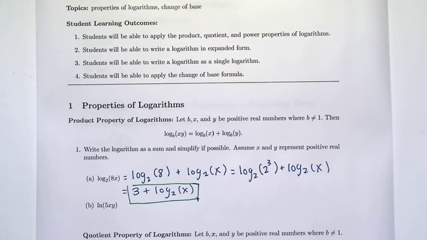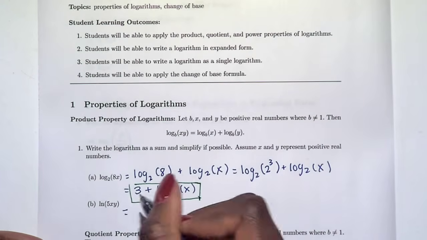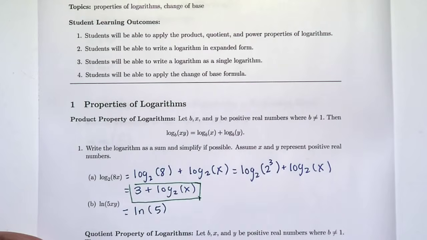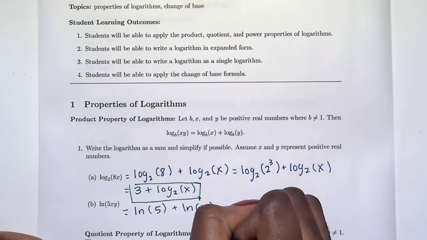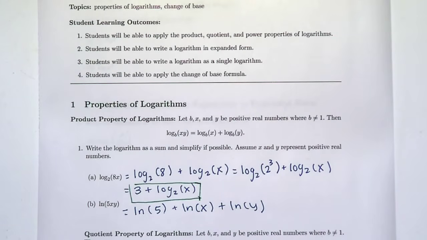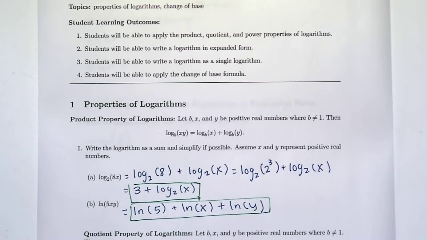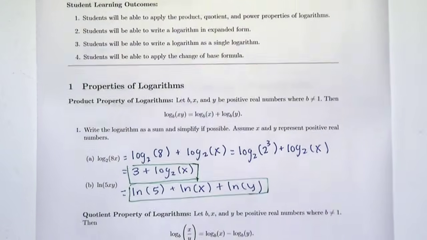Okay, now let's look at part B. It says we have the natural log, which is also a log base e, of 5 times x times y. That's multiplication 3 times, so we should be able to break this up into 3 separate logs using multiplication. Natural log of 5 plus the natural log of x plus the natural log of y. All right, and so that is the final answer. So what we've done is we have expanded. All right, so we started off with one log and we've created a longer expression with multiple logs.